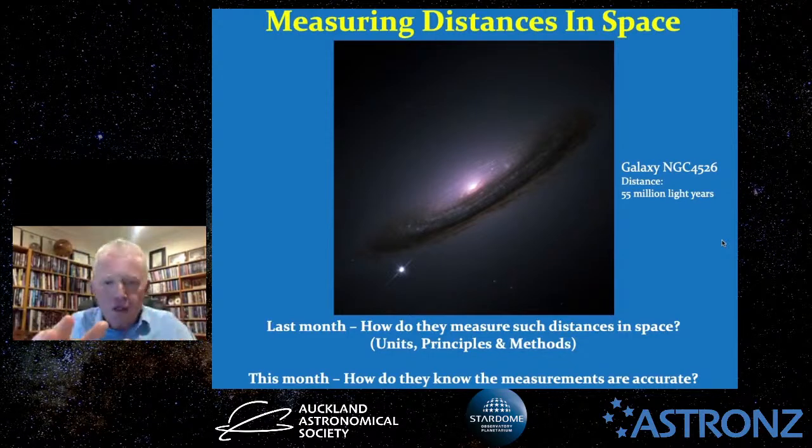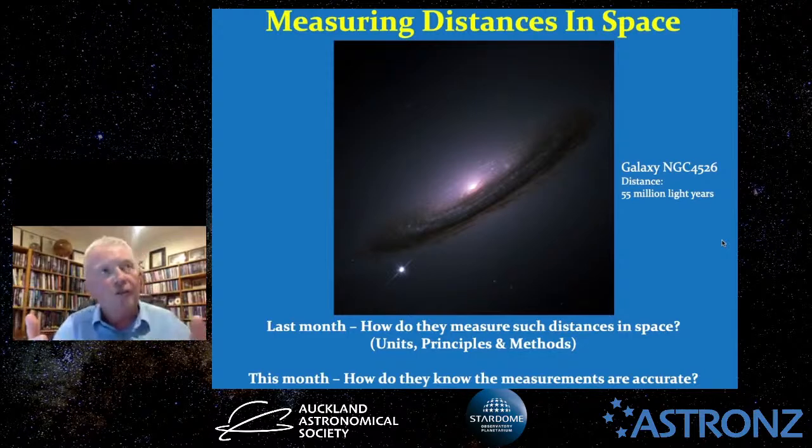Last month, I showed you this absolutely gorgeous, stunning picture of this lovely spiral galaxy, NGC 4526, and it was quoted at being 55 million light years away. We asked the question, how do they measure such distances in space? And we had a good discussion and answered that question with various principles and methods.